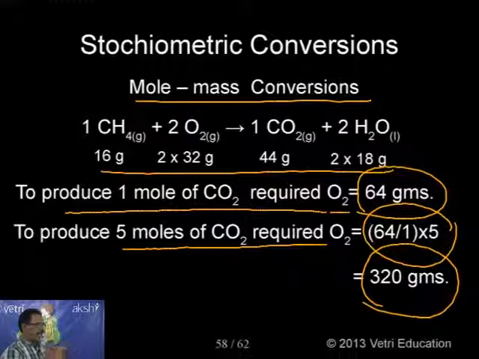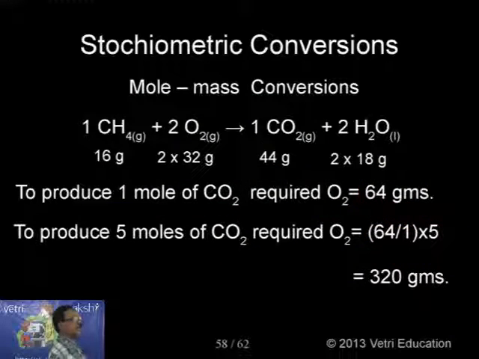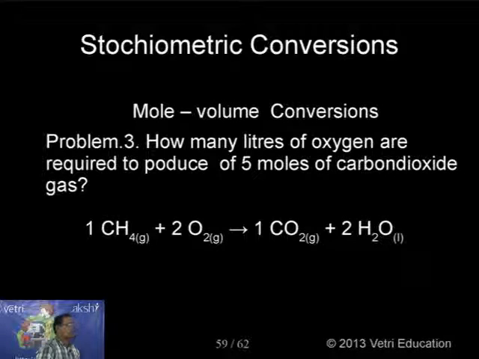So if you take 320 grams of oxygen and allow it to burn with excess methane, you will automatically get 5 moles of carbon dioxide produced. This is the important information: mole-mass conversion. Okay, next, let me go for the next one.